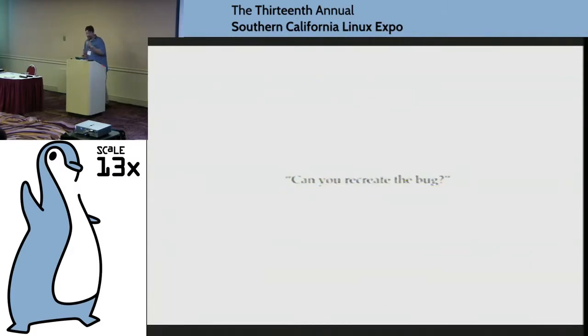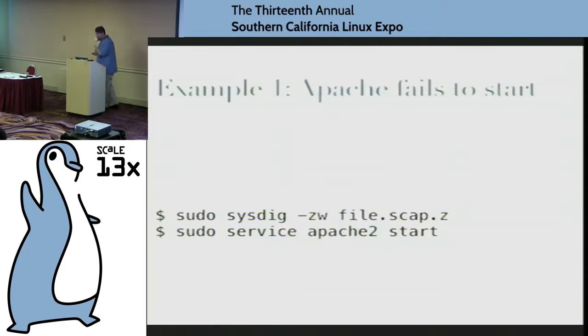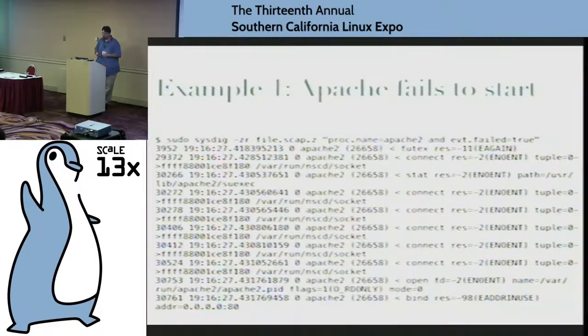So the important lesson here is, can we recreate the bug? Yes, because every system support technician is going to ask you this question, and now all of a sudden you have a trace file. So we've got a trace file of something happening. Let's pretend Apache is failing to start. What can we do? Well, we record our Sysdig capture. We try it out. It doesn't work. We close our capture. And then we go on. We start using Sysdig to investigate what's going on.